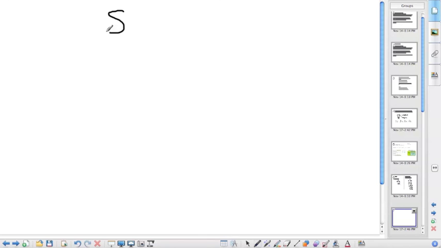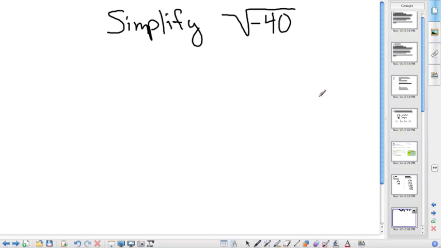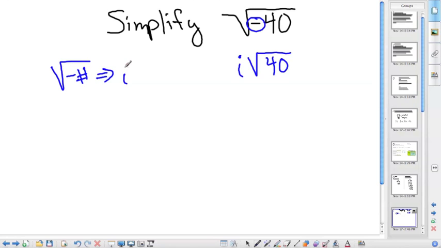I want to simplify the square root of -40. Automatically, I know we are going to have an i because of the negative inside the radical. So I'm going to rewrite it as i square root 40.